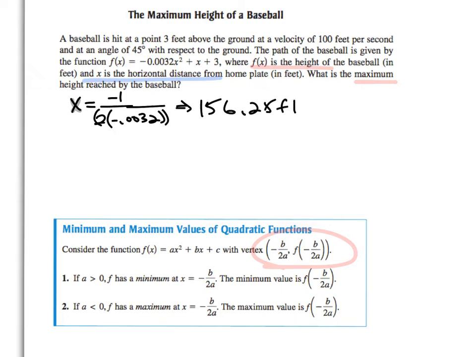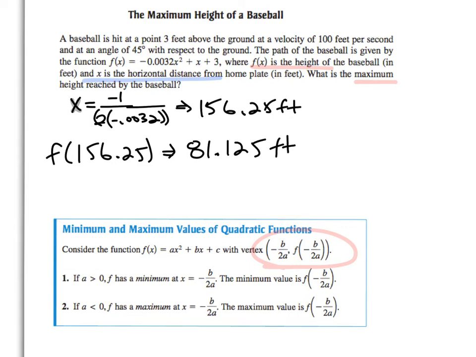And so we end up getting 156.25 feet. However, what did we just solve for? The x or the y? We solved for the x. What's it ask for? What is the maximum height reached by the baseball? How do I get to my height now? I substitute that back in for x. So now I end up finding f of 156.25. And so we'd use our handy dandy calculator.